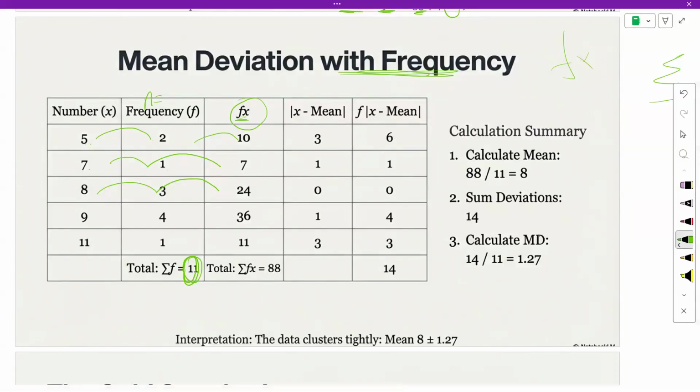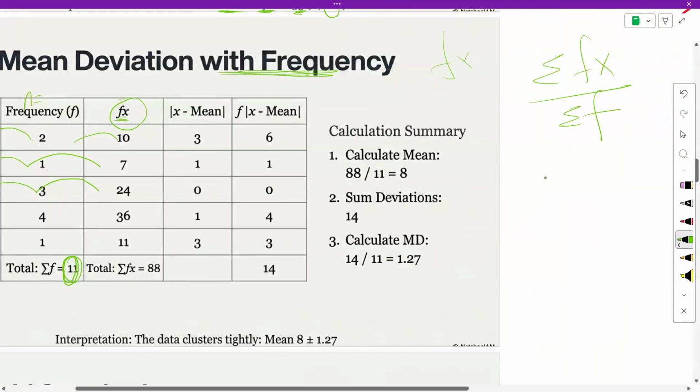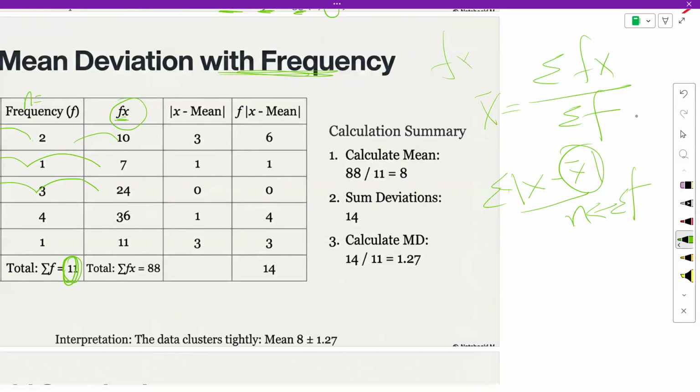We know that x bar equals sigma fx over sigma f. We need to find x minus x bar and the absolute term, right? Then divide by the number of observations. The number of observations is equal to sigma f. So this is sigma of the absolute x minus x bar. Step number 1, we have to calculate the mean x bar, so x bar is sigma fx over sigma f.